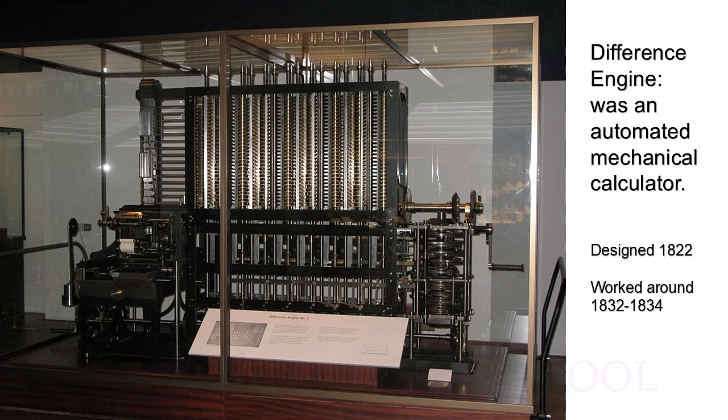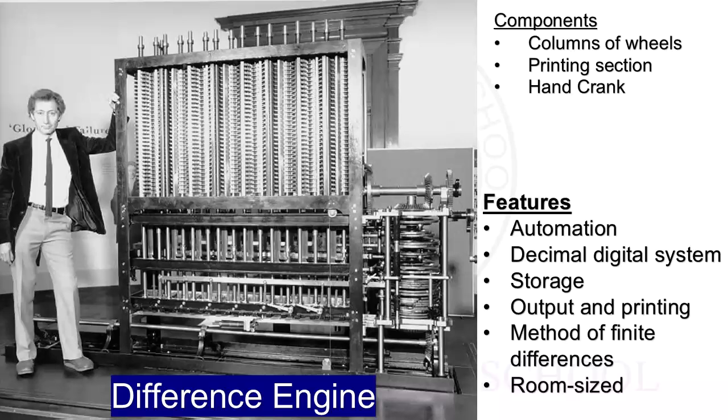This is the difference engine. The difference engine was an automated mechanical calculator. And again, this is the engine, and the components of this machine include columns, printing sections, and a hand crank, where you will use your hand to rotate the crank for calculation. And these are the features of this engine.